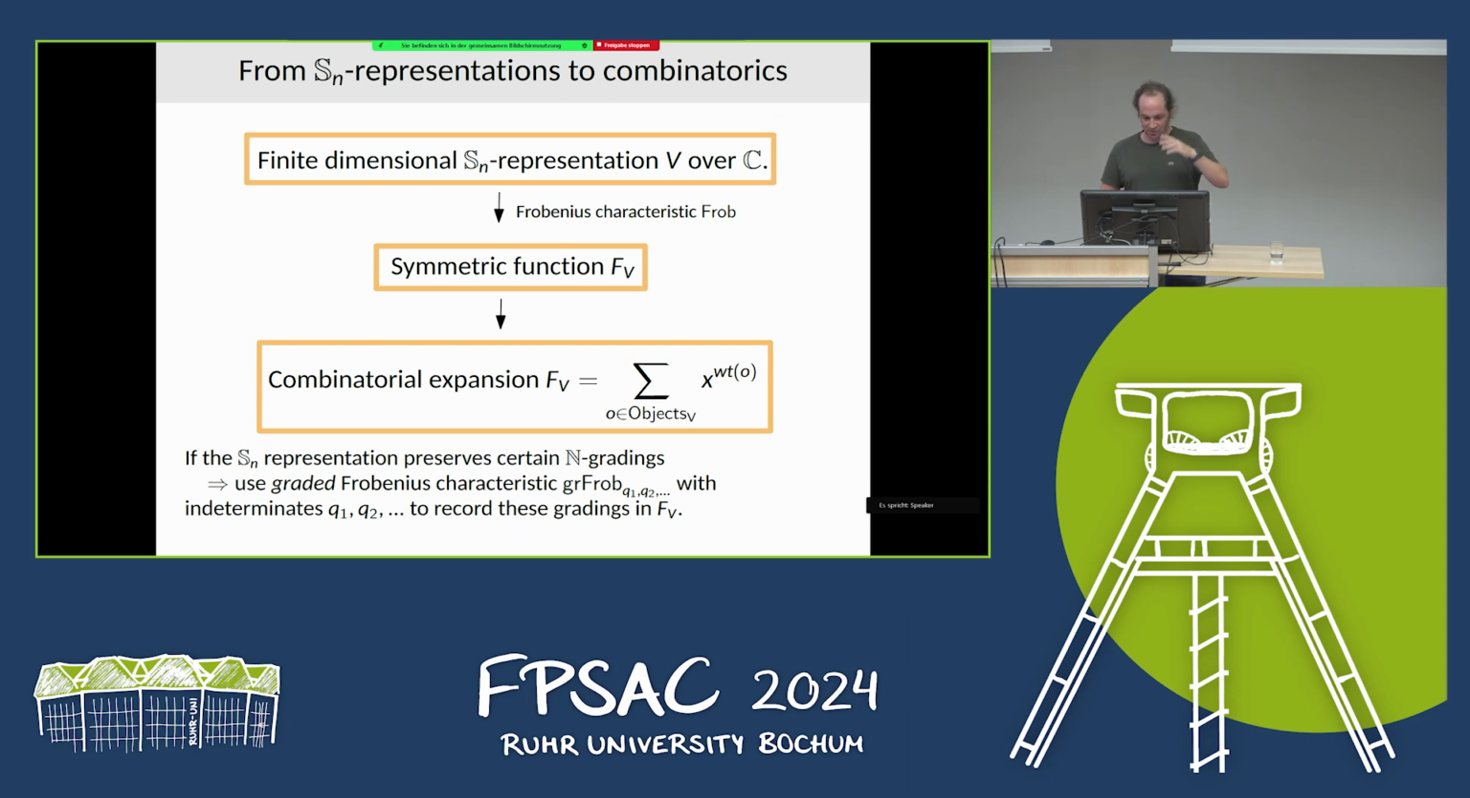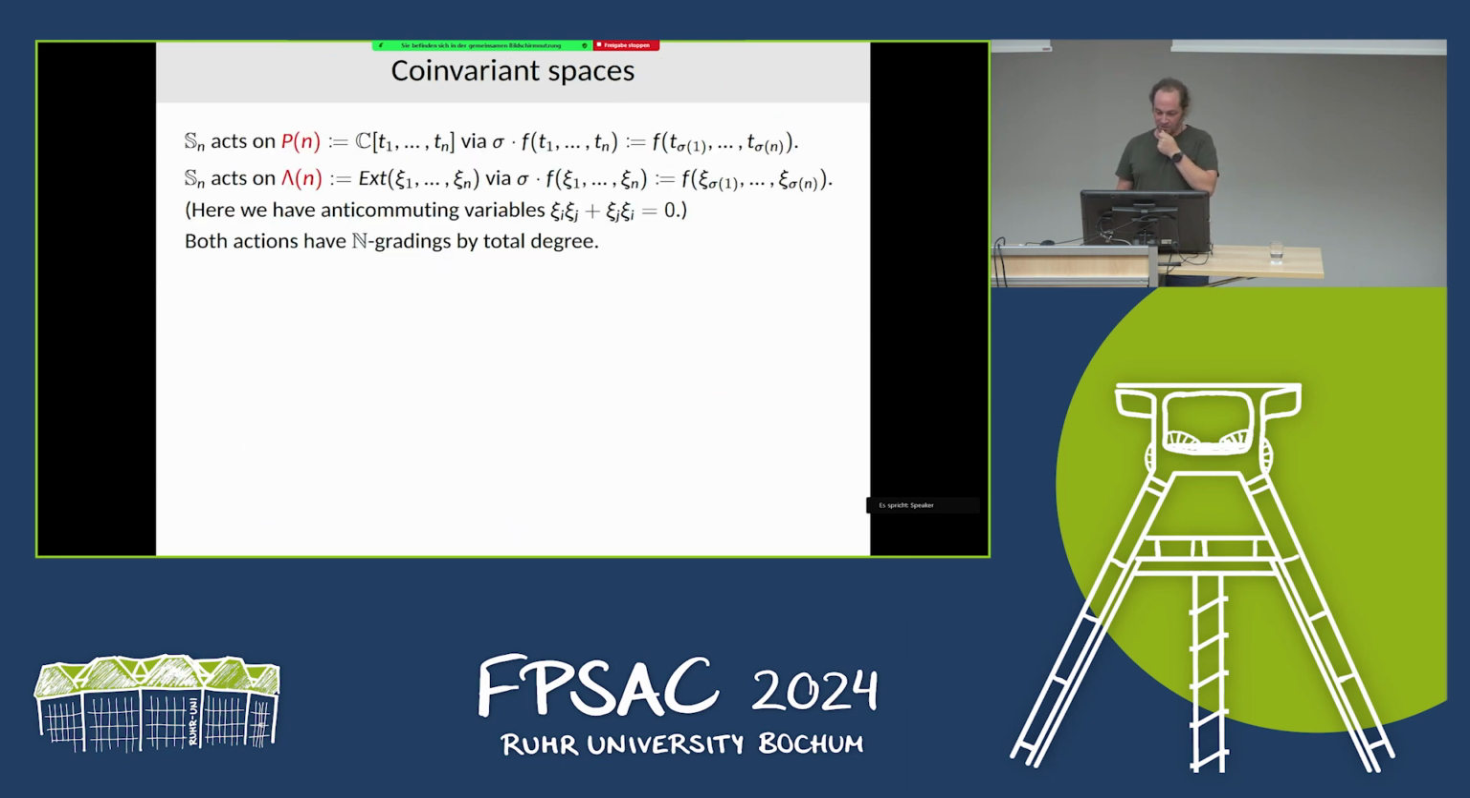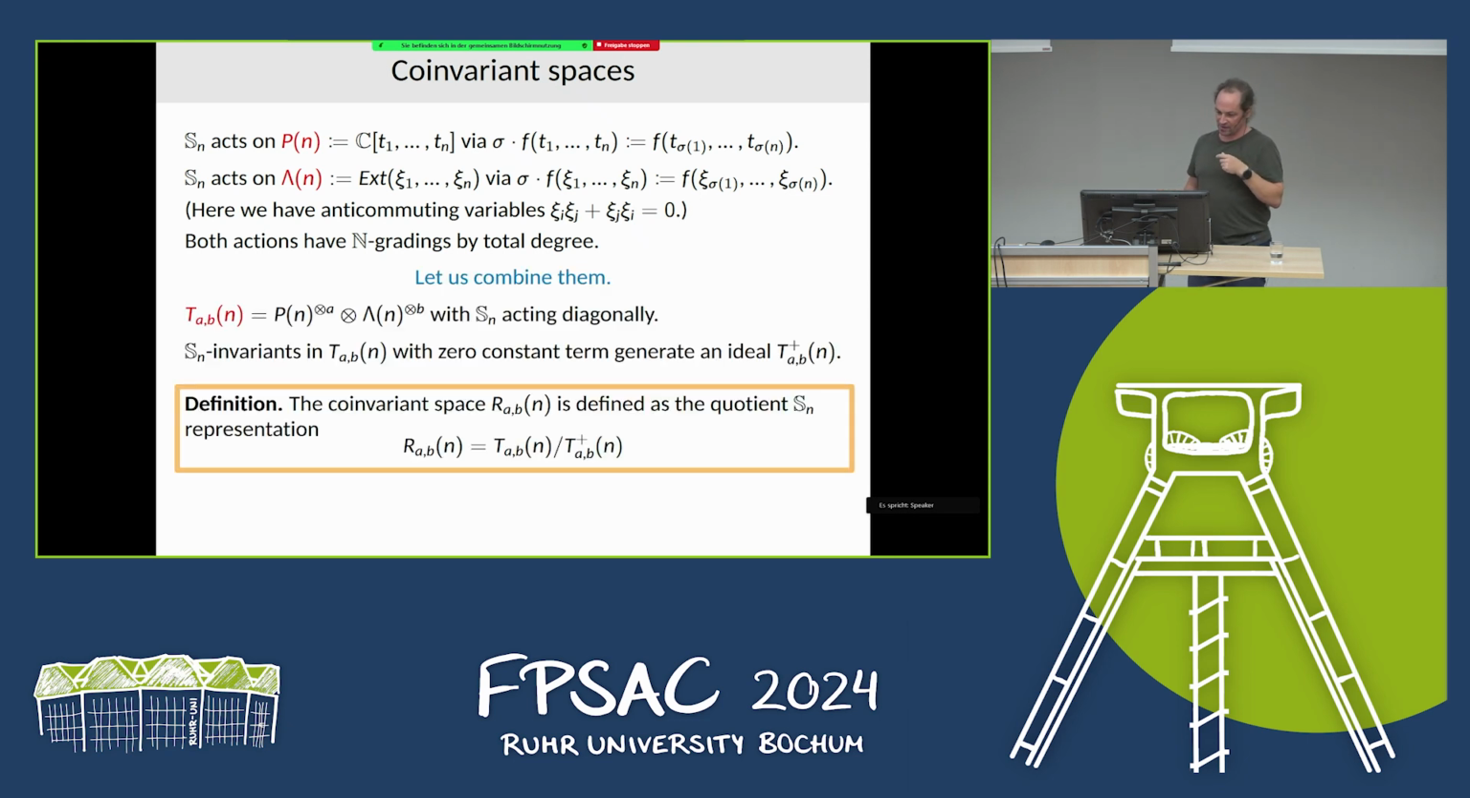Okay, so that's for specific representations. You like to do all of these things if you have a representation. So what are the representations in particular here? So let's be fast. These are these generalized covariant spaces, let's say. So Sn acts on polynomials, as usual. It also acts on the exterior algebra, where you have now anti-commuting variables. In both cases, the total degree is preserved, so you have a grading in each case.